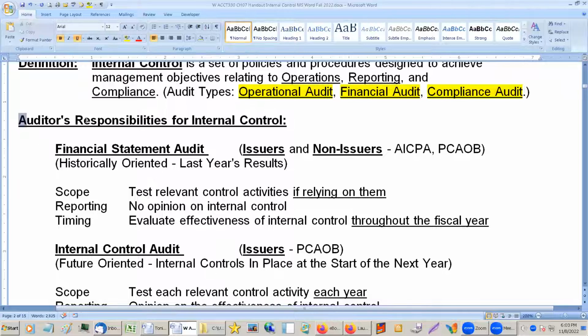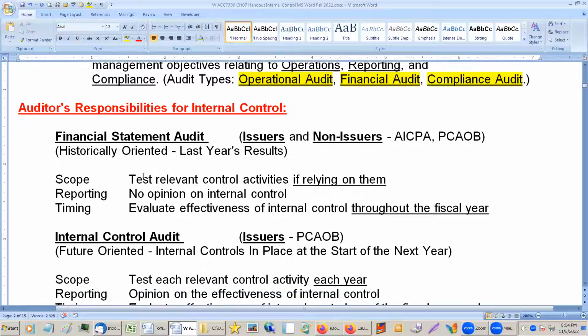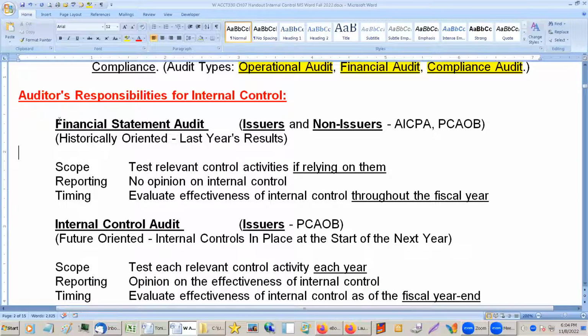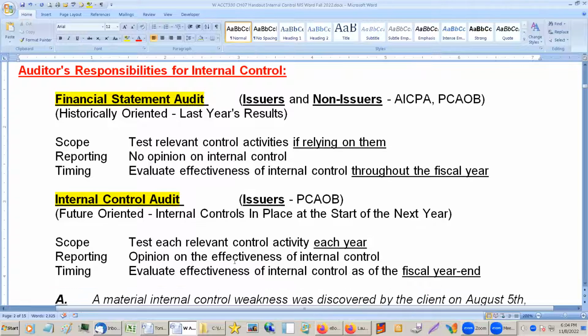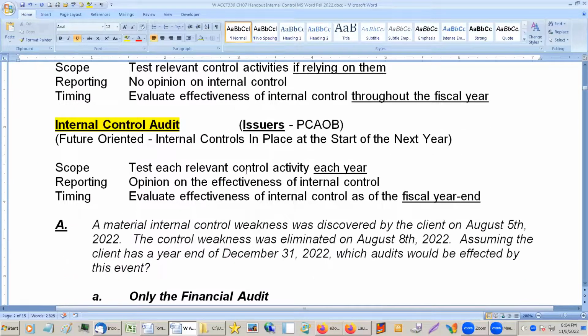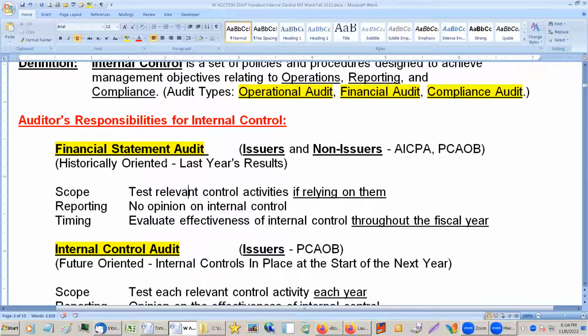Okay, auditor's responsibility for internal control. There are two types of audits that we'll find when we're doing the year-end audit. The financial audit is oftentimes combined with the internal control audit. This is generally for issuers. You can do it for non-issuers, but usually they don't. But issuers have an internal control audit.